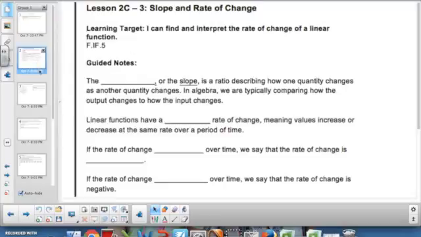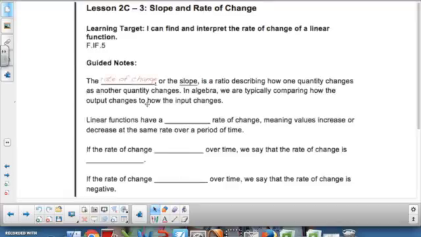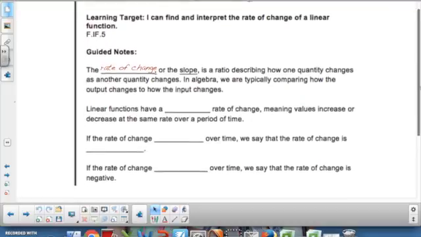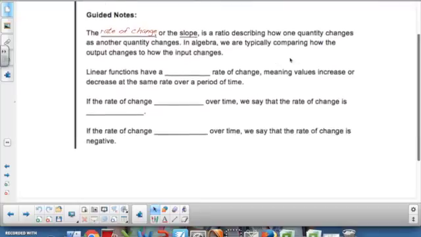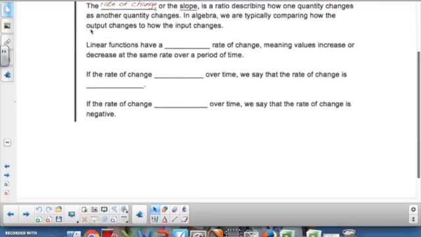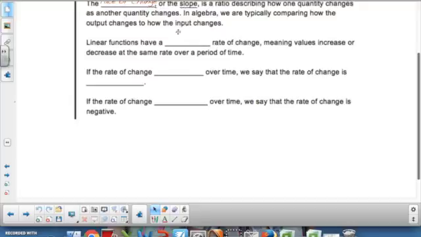All right, so let's get then to our notes. The rate of change, or the slope, there was a freebie for you, is a ratio describing how one quantity changes in relation to another. Like we said just now, we typically compare the outputs to the inputs. Remember, your outputs are your y values, your inputs are your x values. So it all is just a million different ways of saying the exact same thing. This is my y value, this is my x value. So when you write your rate of change, it's always going to be change in y over change in x.